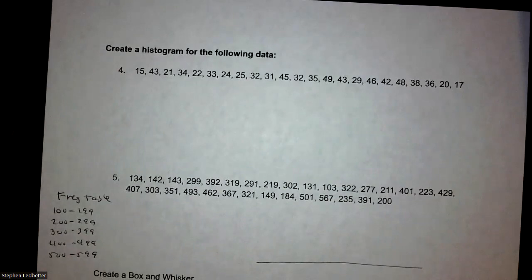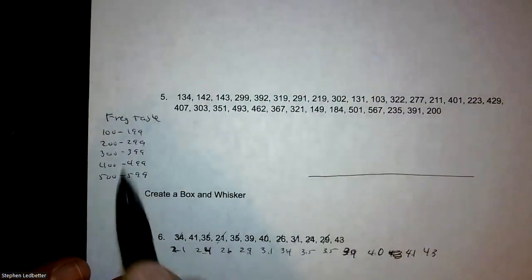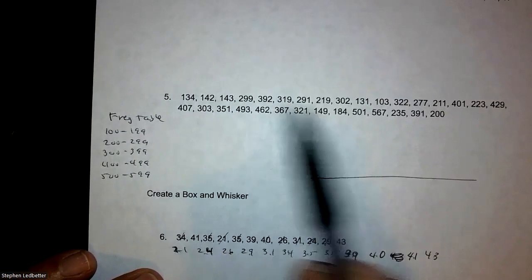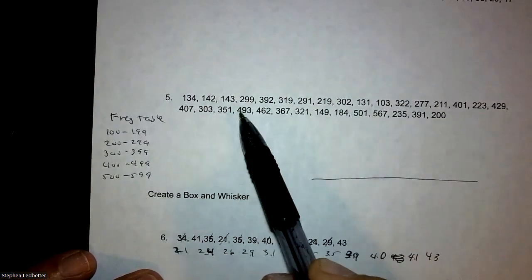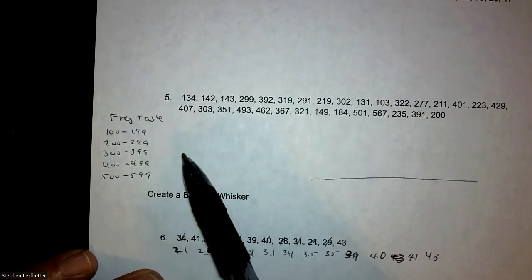All right, so now we're going to look at a histogram. I'm going to do number 5 as a histogram. I've already created the frequency table, so create yourself a frequency table. Look at what numbers you have. It looks like somewhere between the 100s to 500s. Oh, yeah, 500s. And you've got to do these in the same interval.